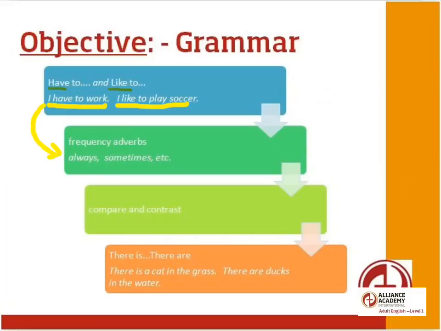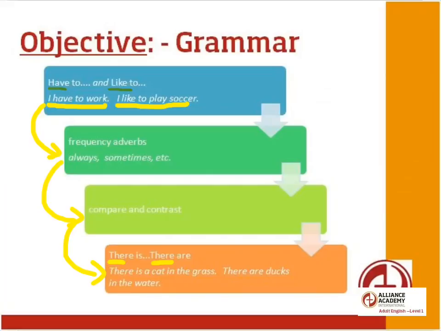After that, we're going to take another look at frequency adverbs using always, sometimes, never, etc. So we'll do a little review of frequency adverbs. We'll do another little compare and contrast. And finally, we'll look at something new, and that is there is, and that is there are statements.